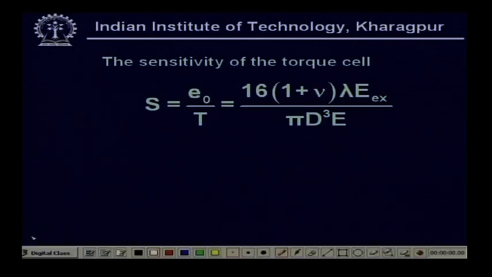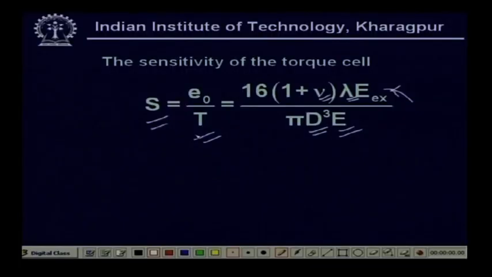E x is the excitation voltage of the Wheatstone bridge, E is Young's modulus of elasticity, D is the diameter of the shaft, nu is the Poisson's ratio of the material of the shaft, and lambda is the gauge factor of the strain gauges, whatever strain gauge factor you use. This is our sensitivity, that means for unit change of torque, how much output voltage I will get in the Wheatstone bridge. This is the sensitivity of the torque cell and Wheatstone bridge combination.